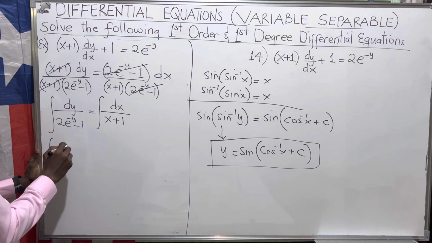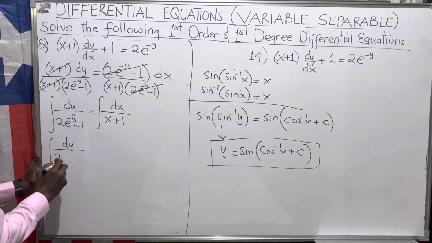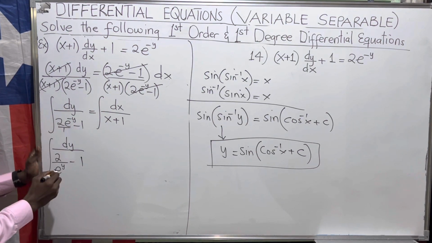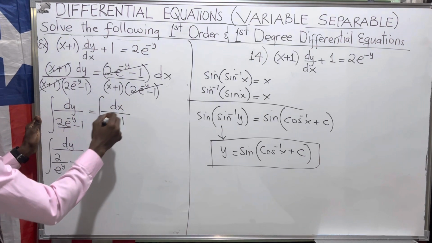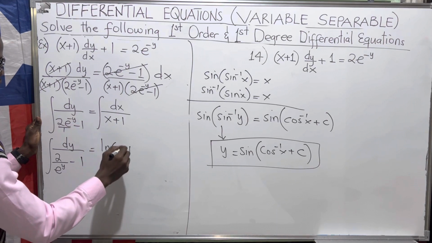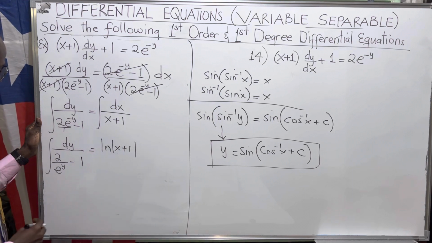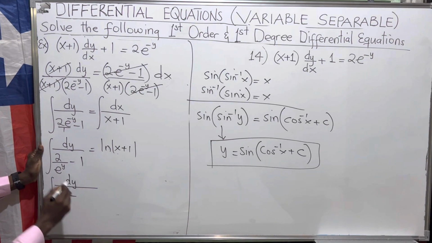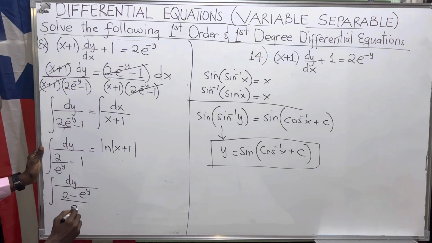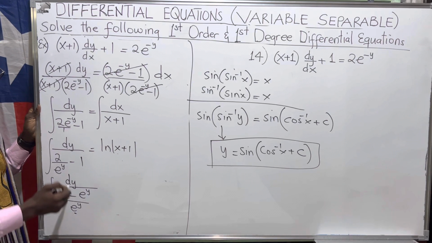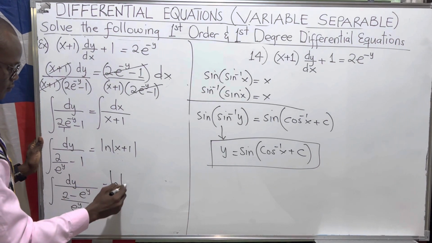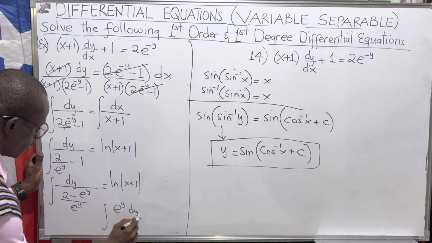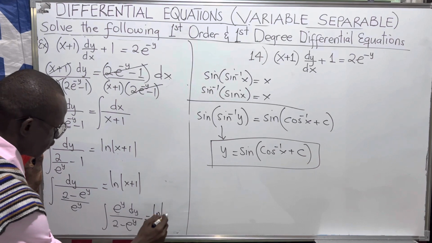If we further simplify this, you have dy all over 2 all over e raised to the power positive y minus 1. Because the power is negative, if we reciprocate, it's going to be positive. So that's what we did right here. Equals the integral of dx all over x plus 1 is just the ln of x plus 1. So for this case now, we can simplify it, dy all over. So we multiply, so it's 2 minus, this time this is e raised to the power y all over e raised to the power y. So what happens? This e raised to the power y can come in the numerator. So when it goes in the numerator, now you will have e raised to the power y dy all over 2 minus e raised to the power y equals to ln of x plus 1.